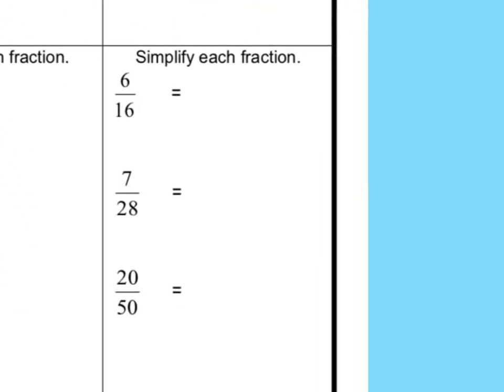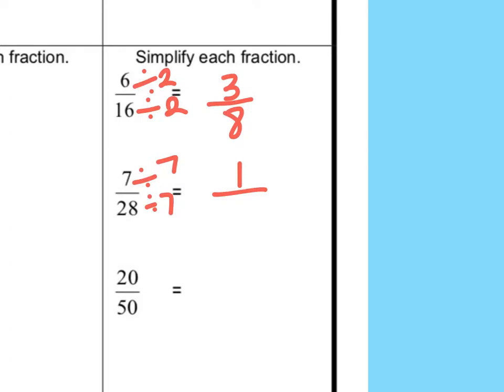Let's go and simplify these. We'll simplify both the 6 and the 16 by 2. That'll make it into 3/8. For the second one, we'll divide both by 7. And 7 can go into 7 once. And 7 can go into 28 4 times. So it's actually 1/4. For this one, we'll divide both by 10. And 10 can go into 20 twice. And 10 can go into 50 5 times. So it's actually 2/5.